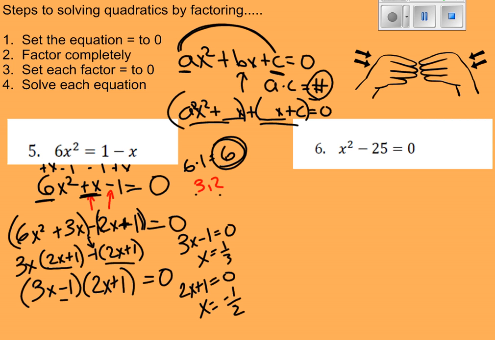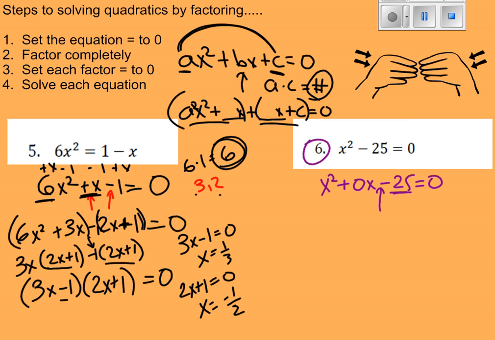Okay, that's probably the most complicated one you're going to see. All right, 6 is one that's actually easier than you think it is. Think about it like this: 0x minus 25. So there's no x term, so I'm going to create one, and I'm doing that for a reason. Take a look. What multiplies to 25 but subtracts to 0?